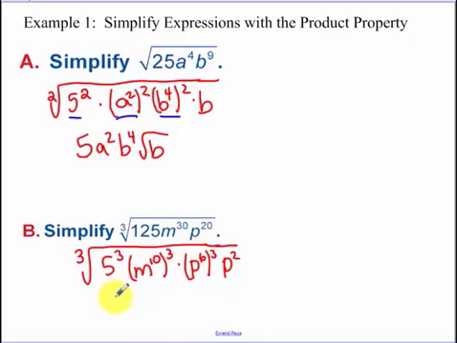Now simplify this out. 5 to the 3rd, that just comes out as 5. The root 3 and this 3 cancel, so I'm left with m to the 10th. P to the 6th and to the 3rd, that simplifies to p to the 6th. And I'm left over with that cube root, don't forget that cube root, of p squared.